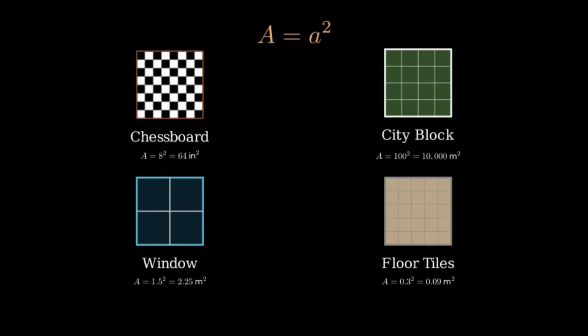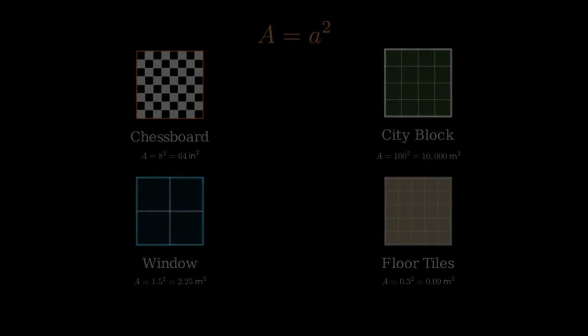This formula is used every day by architects, designers, construction workers, and even game creators. Knowing how to calculate the area of a square helps us measure space, determine materials needed, and solve many practical problems. So whenever you see a square shape, remember that its area can always be found by taking the side length and multiplying it by itself, or in mathematical terms, squaring the side length.